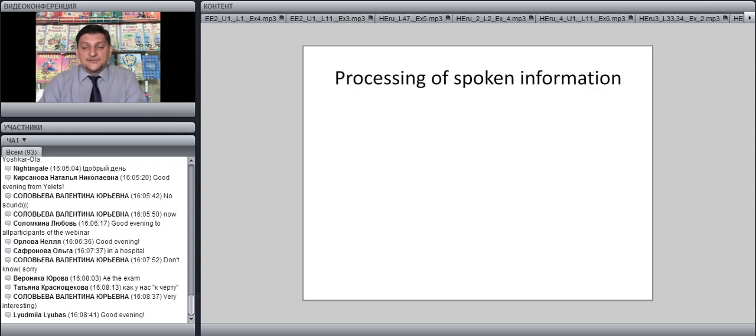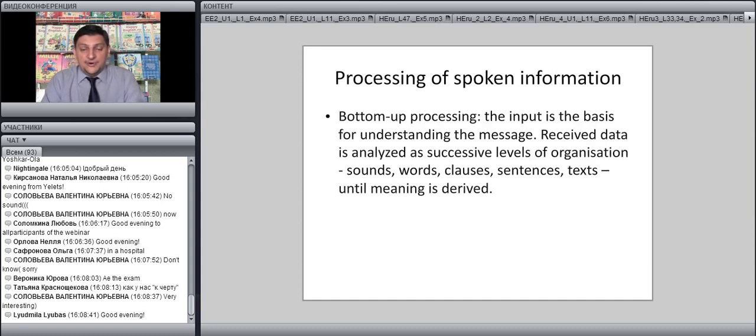When we talk about processing of spoken information, as I've said before, there are two approaches, the bottom-up approach and the top-down one. The bottom-up processing focuses mainly on what you hear to understand the message. You analyze the speech at successive levels. So you look at sounds, you look at words, you look at clauses, you look at sentences, phrases, entire text, and so on until meaning is derived. So you make your guesses based mainly on what is being said. This sounds like the most natural thing to do, doesn't it?